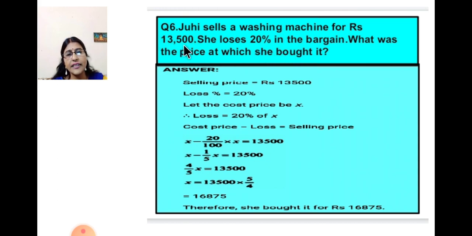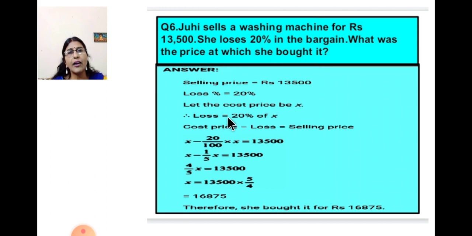And here what is given? Selling price is given. And what is given? Loss percent is given. So we will write what is given first. Selling price is equal to rupees 13,500 and loss percent is 20%. So we have to find out cost price. So let the cost price be X.